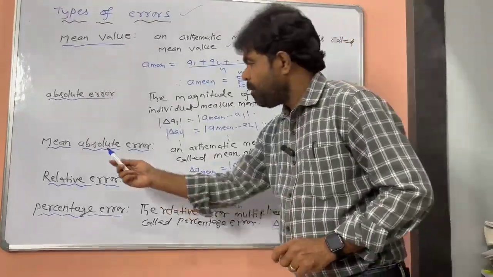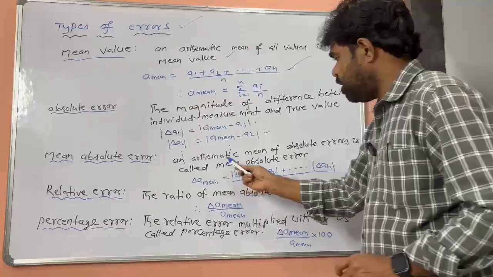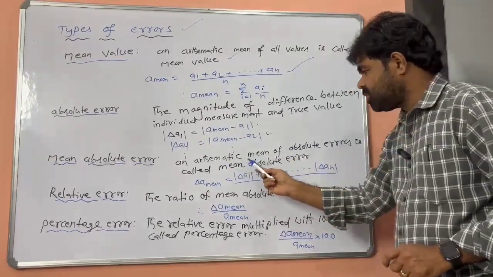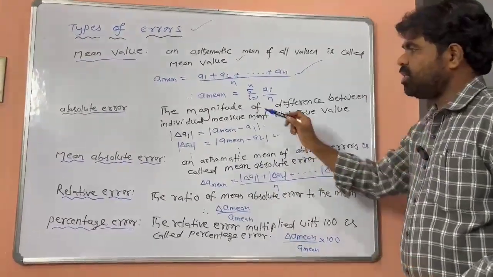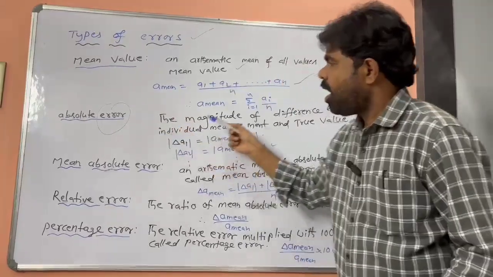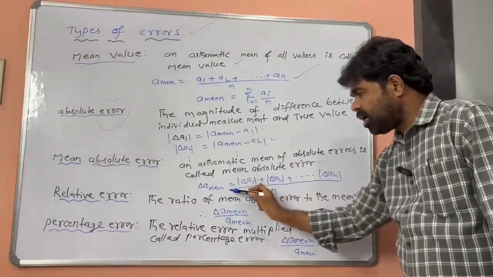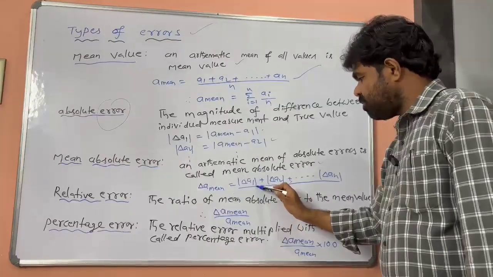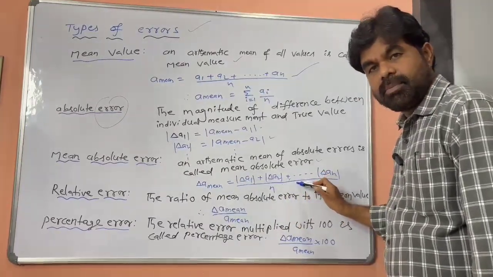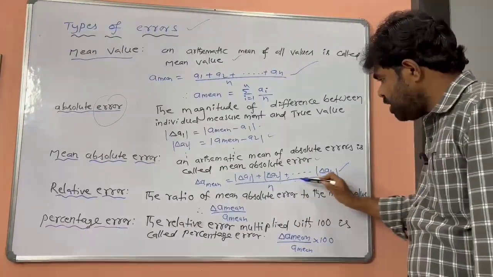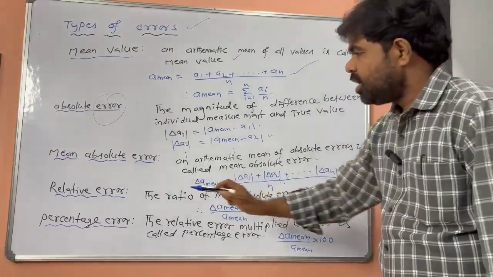The next third, mean absolute error. An arithmetic mean of absolute error is called mean absolute error. Delta A mean is equals to delta A1 plus delta A2 plus delta A3 plus so on delta AN by N. Fourth one, relative error.